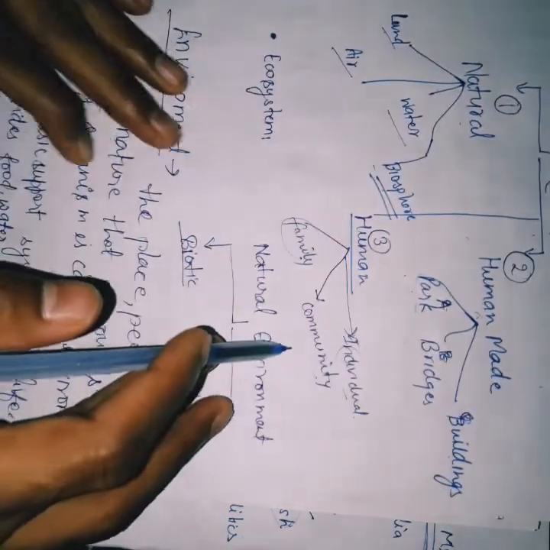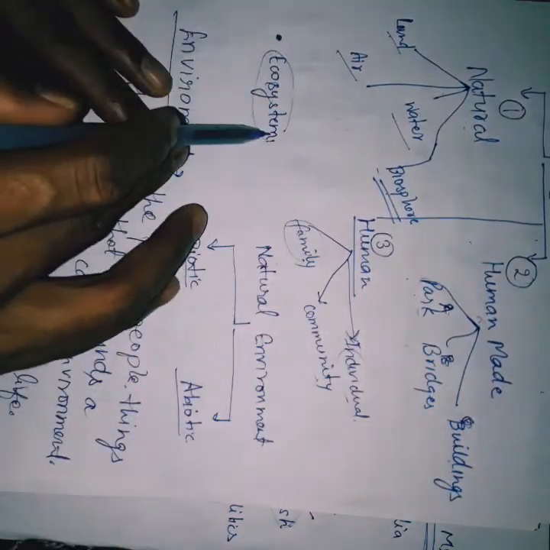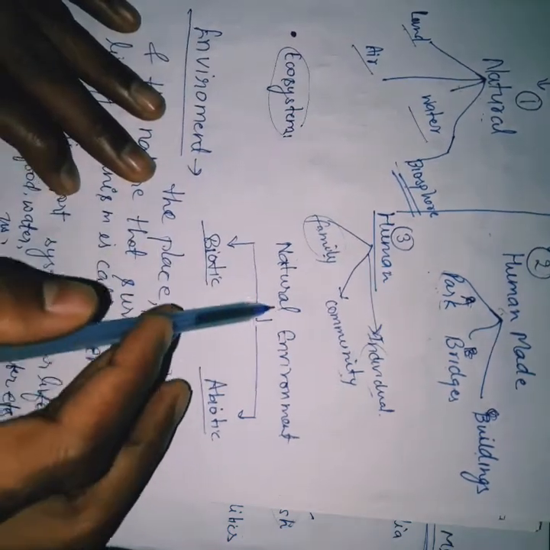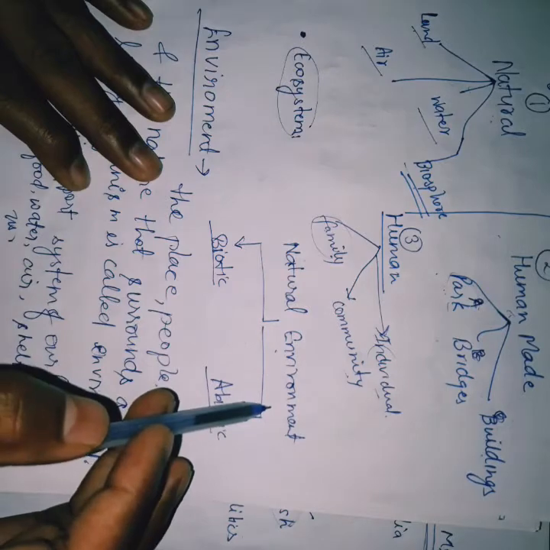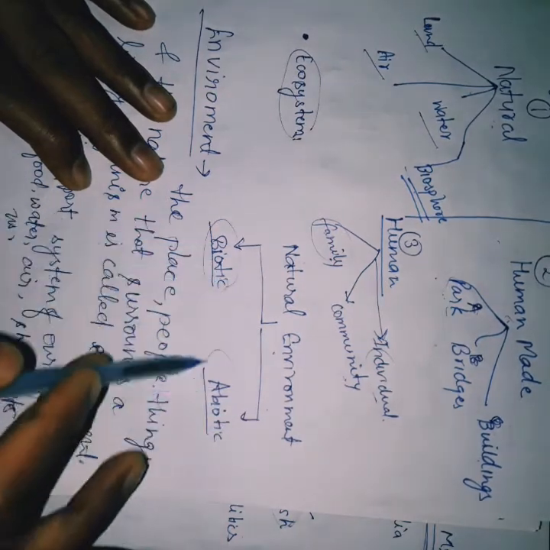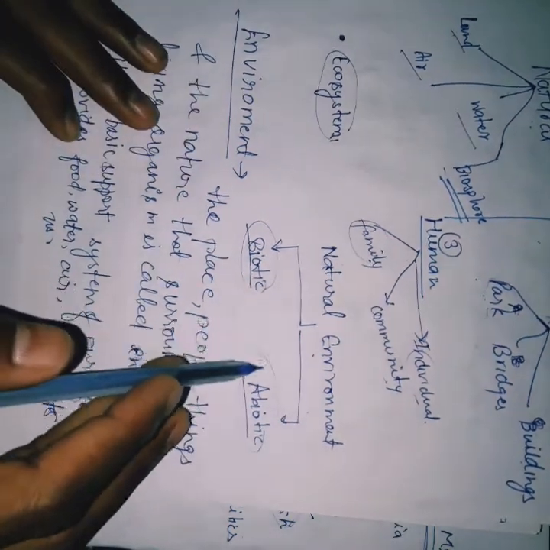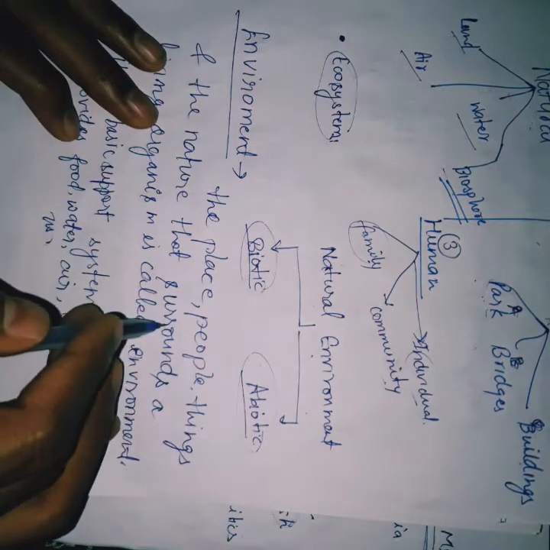Moving forward, we will discuss what an ecosystem is, and the natural environment. What are the components of the natural environment? These are biotic and abiotic. So these topics we will discuss in this chapter.